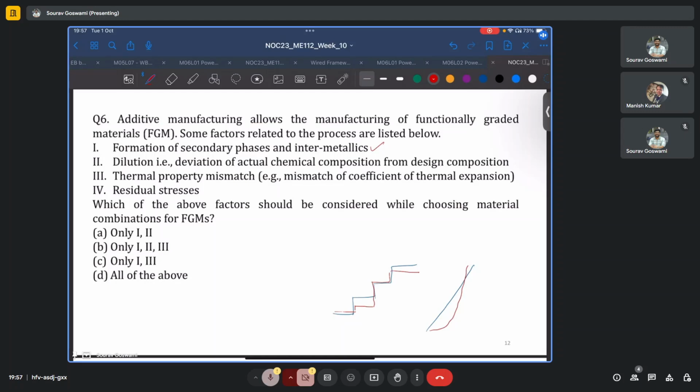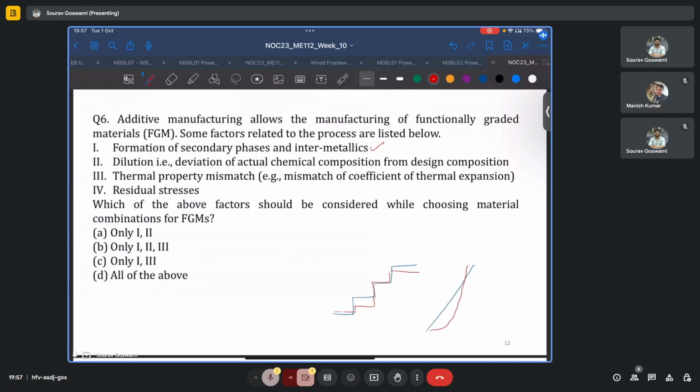Dilution or deviation of actual chemical composition from the design composition is very important because these FGMs may also be used for some very strategic applications, such as in implants, where you might want to vary the density as per the natural density variation of bones. And if there is any deviation from the design values, it might have unintended consequences.